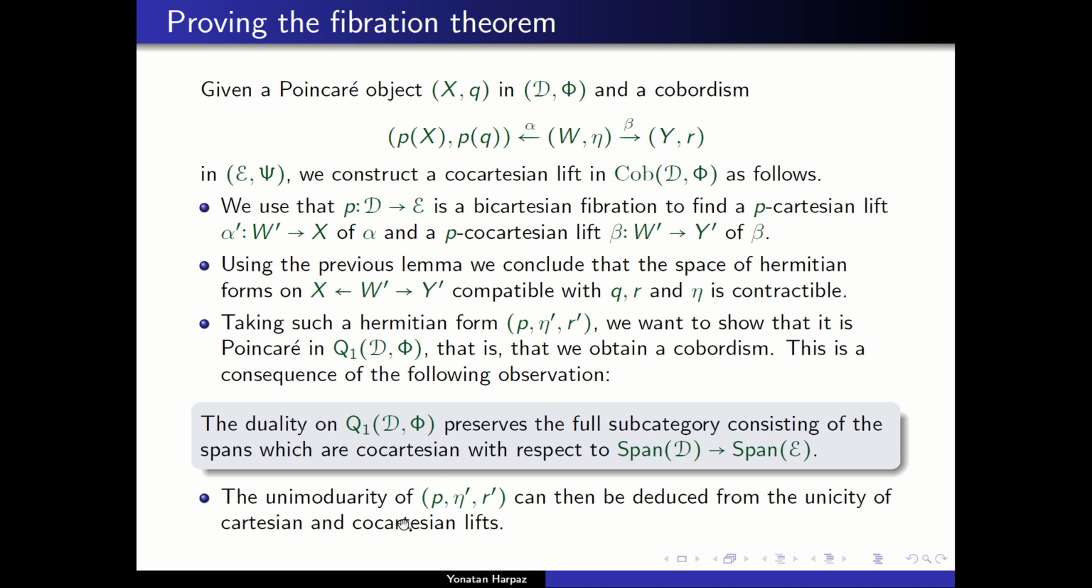And hence, from the unicity of co-Cartesian lifts, this map induced by this Hermitian form will have no choice but to be an equivalence. And so we will deduce that this Hermitian form that we had no choice but choosing is in fact Poincaré. And this is the way that we construct co-Cartesian lifts to cobordisms. This is only one step of the proof to construct these candidates for co-Cartesian lifts. The rest of the proof is to actually prove that these lifts constructed in this manner indeed give co-Cartesian arrows. And the same for the dual construction involving Cartesian arrows. So let me not describe that part.